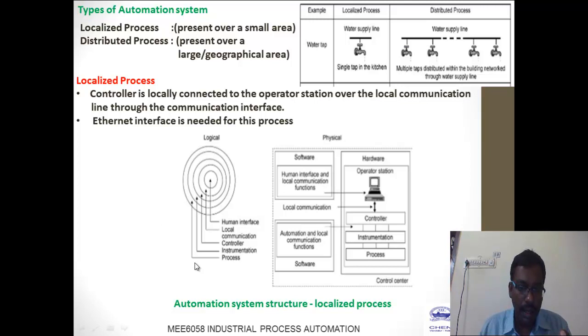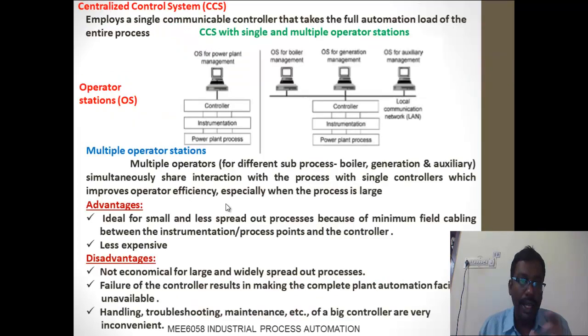A schematic diagram of the logical process. So here what happens, the process is that the next category is the instrumentation category, the next category is the controller category, the next category is the communication category, that transfers data from the controller to the interface. And finally, the human interface. The human interface will monitor the data, what's happening there, and has the rights to control the process.